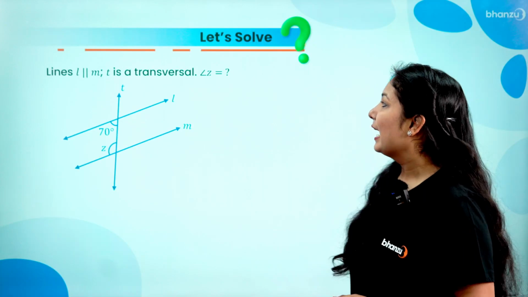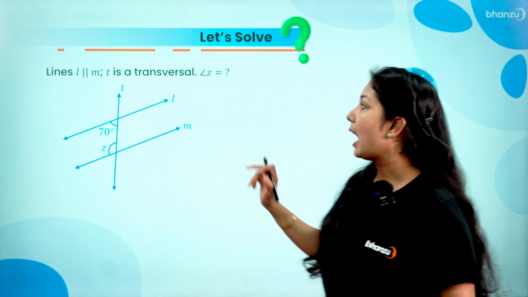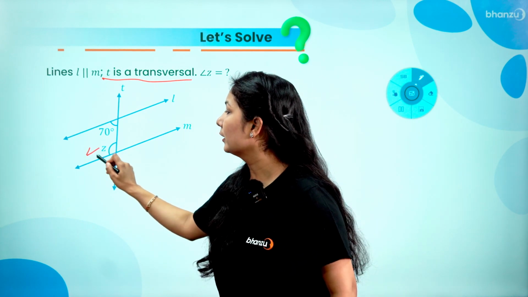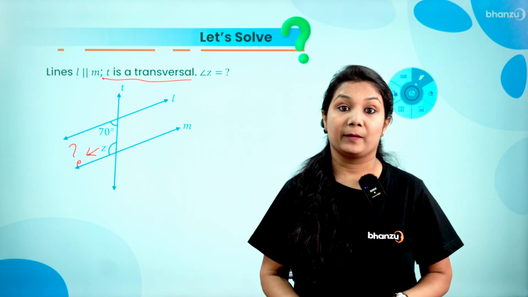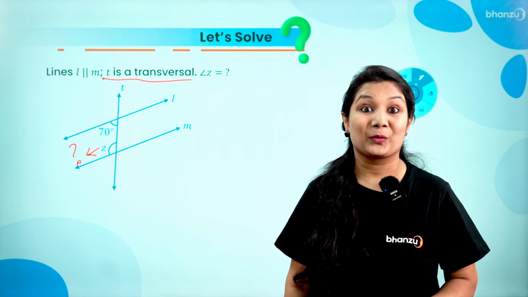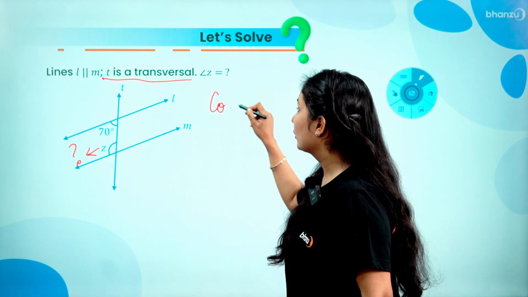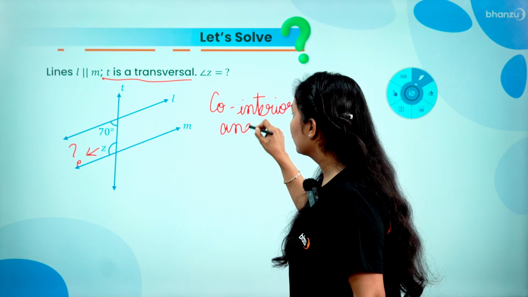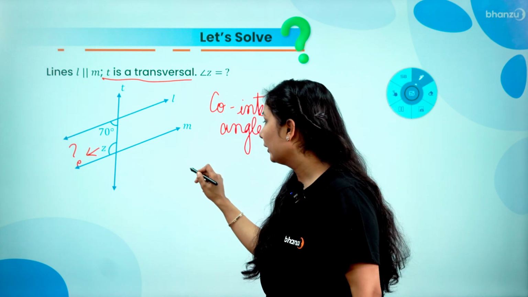Yes, so let's move ahead and solve a particular question. Here they have given you that lines L and M are parallel to each other and T is the transversal, and you need to find the measure of angle Z. First of all, you need to identify what type of angles they are. Remember, they are in the interior part and on the same side of the transversal. So what do we call such angles? Yes, we call them co-interior angles, the interior angles on the same side of the transversal. Such angles are supplementary, as we just discussed.